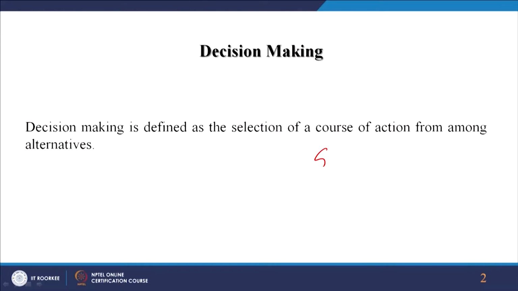So, first I will start with the definition. Normally, when the question of decision comes, if there is no choice, then there is no question of decision. The question of decision will come only when we are talking about the selection of a course of action from amongst the alternatives. Now, here I would like to mention the goal. A person is driven in the decision making process by particular goals and objectives.